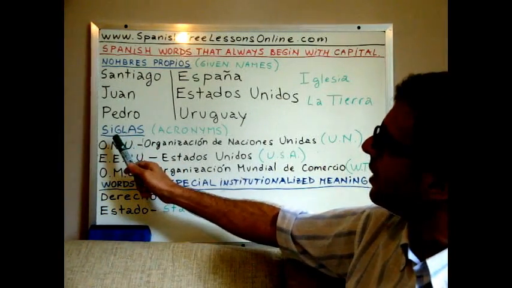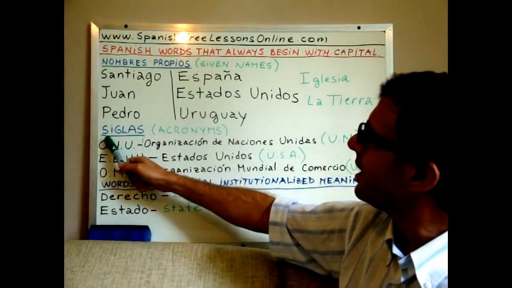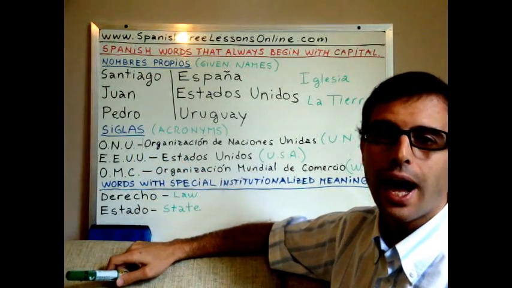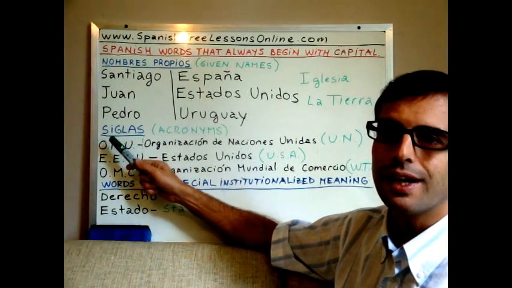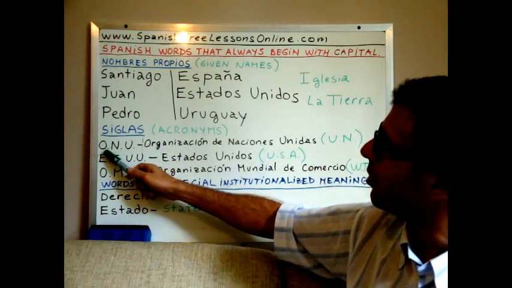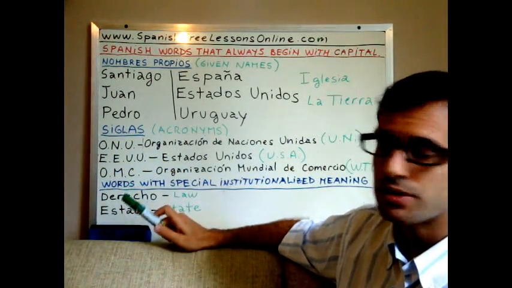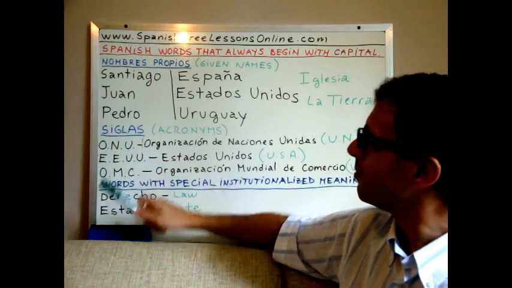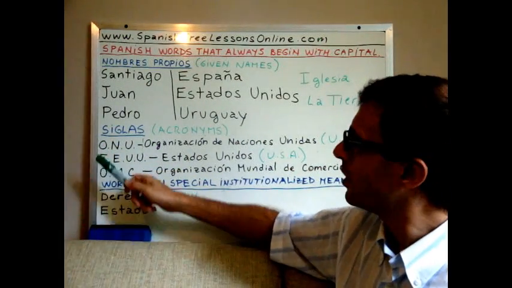The other rule is the acronyms. In Spanish we call that siglas. Siglas. Those are acronyms in Spanish. Two syllables. Siglas. Acronyms are always written with capital letters, same as in English. For example, ONU. In Spanish you say ONU.